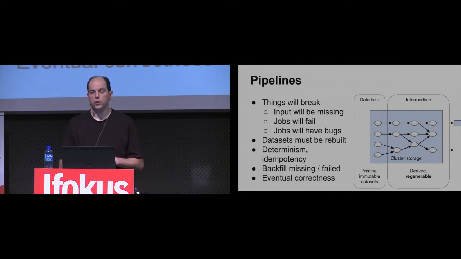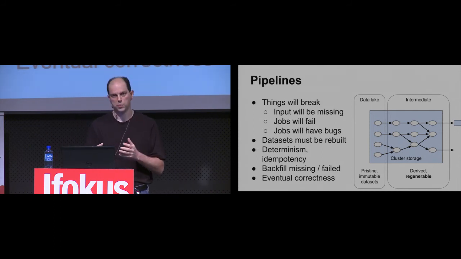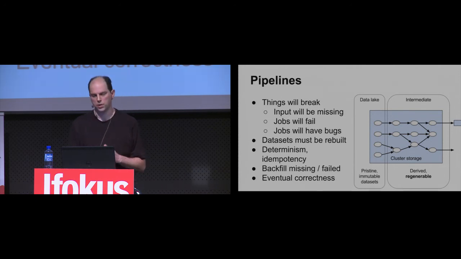And when things go wrong, you need to have some kind of automation that retries things that have gone wrong. Many errors are transient, somebody might have fixed the bugs and so forth. So you arrive at some kind of eventual correctness. Given enough time, we will eventually produce the right output. But you're in batch mode, so you do have some time. You're not under real-time constraints.